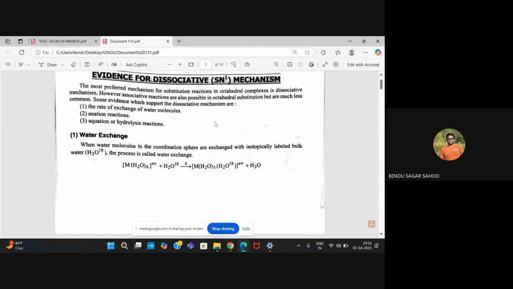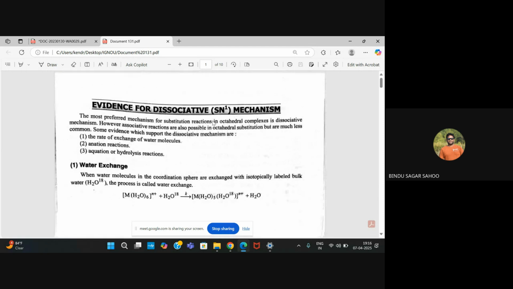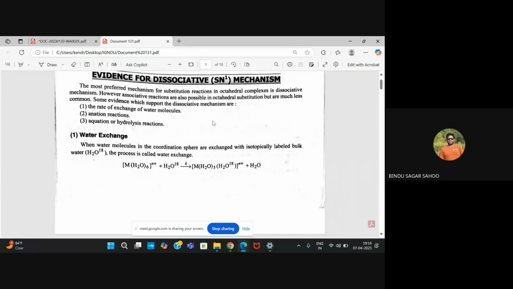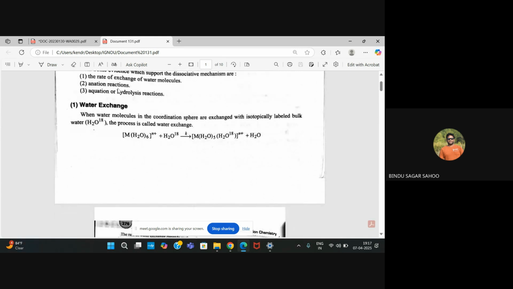Before going to hydrolysis, there is some evidence that supports that most octahedral substitution reactions happen through the dissociative mechanism, not the associative mechanism. These three evidences are: the water exchange reaction, the ionization reaction, and the hydrolysis reactions. So first we will discuss the water exchange reaction.